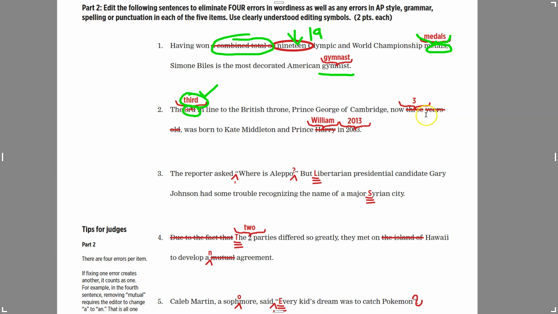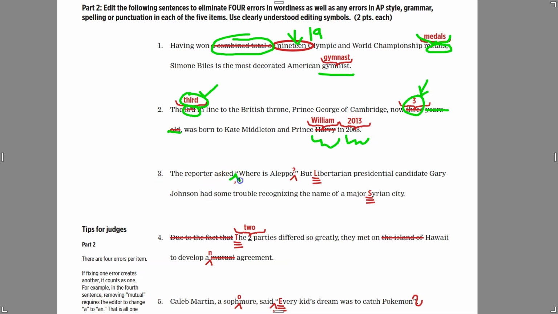Here's another example of eliminating unnecessary wording. They fixed that 3 in 3 years old. They fixed that because that should be a numeral when we talk about age. So there's always an exception to the rule, so you need to know that. And then this is unnecessary wording here. Then you're looking for accuracy as well in the names and dates there.